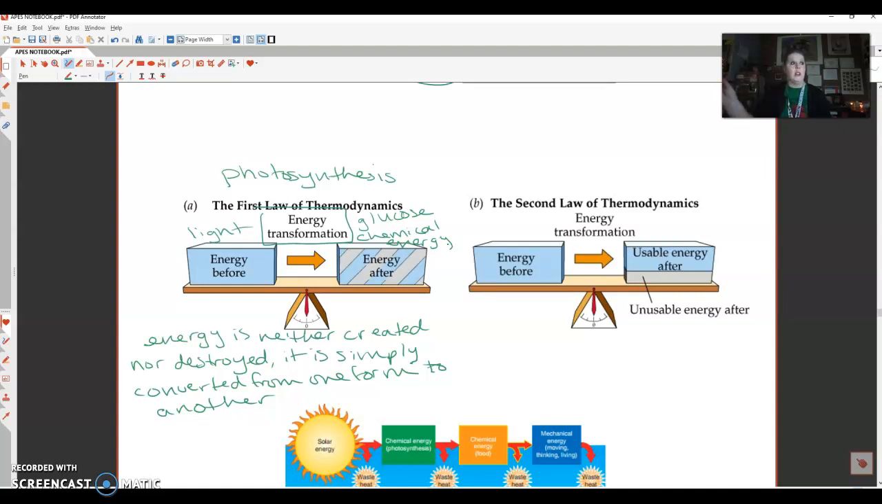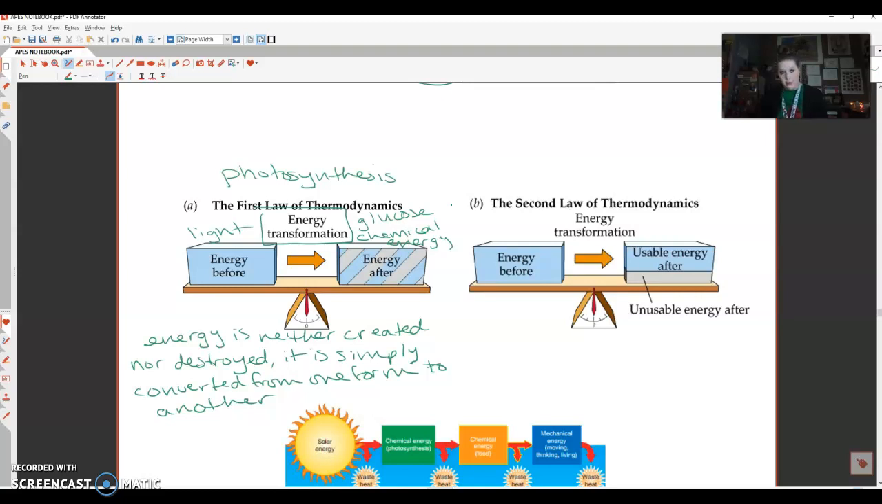Okay? We're not creating the sun. We're not destroying the sun. We're simply converting that light into another form. Okay? Now, the second law of thermodynamics also has to do with energy transformation, but it attempts to explain what happens to some of that energy after it's used. Okay, not converted, what is happening to it after it's used.